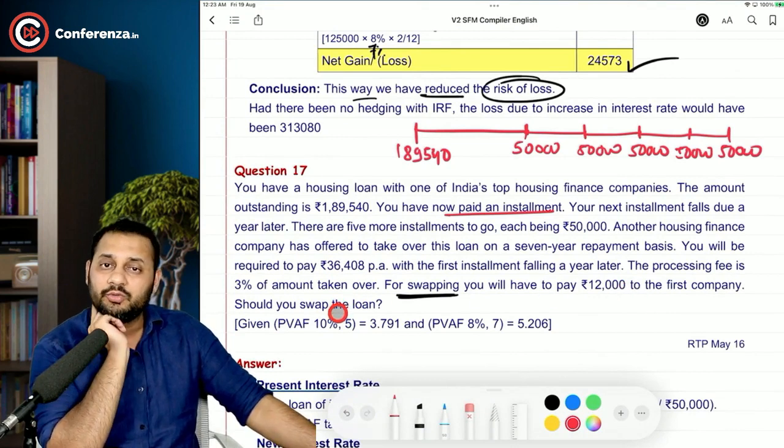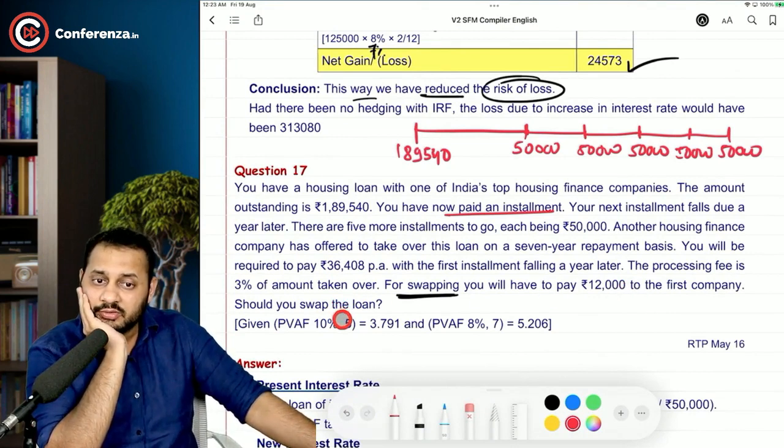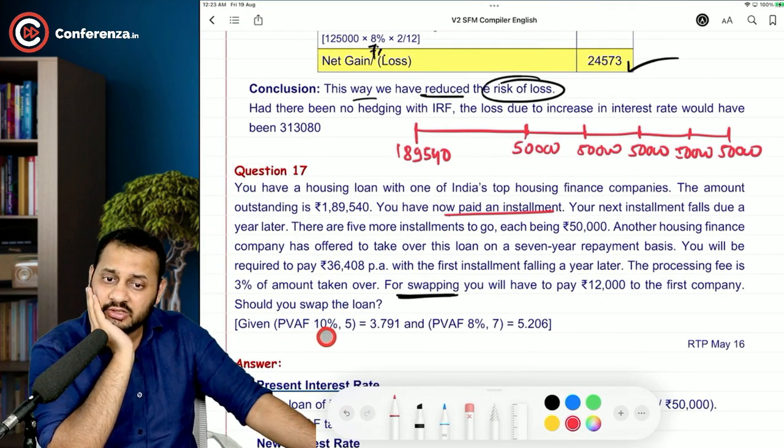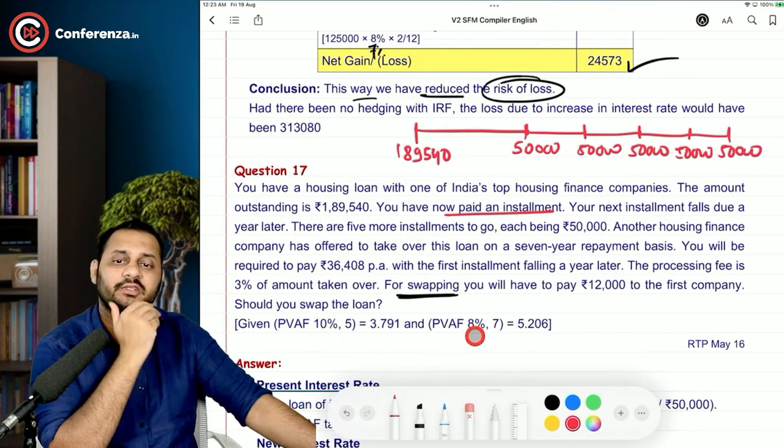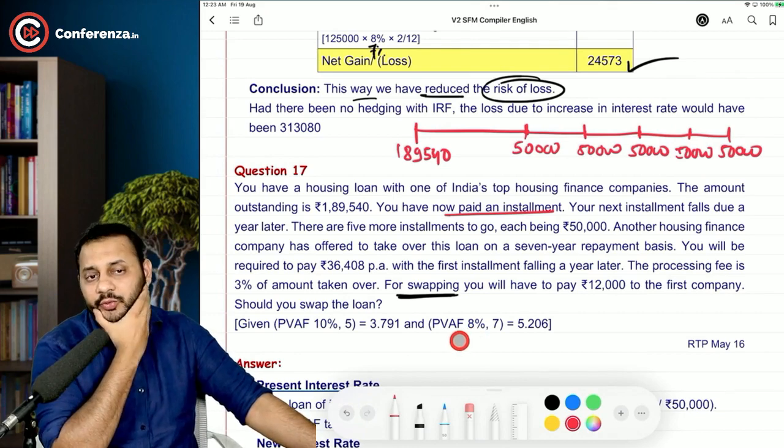Should you swap the loan? How will you decide? The present value annuity factor of 10% is given to you. Present value annuity factor of 8% is also given to you. What are you going to do?